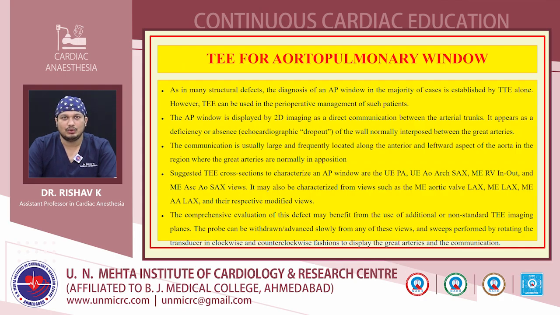And the suggested TE cross sections to characterize an AP window are the upper esophageal pulmonary artery, upper esophageal aortic arch short axis view, mid esophageal right ventricle inflow outflow, and mid esophageal ascending aortic short axis views. Also, it can be characterized from views such as the mid esophageal aortic valve long axis view, or the mid esophageal ascending aortic long axis view, and the respective modified views. So modified views play a very important role in the diagnosis and management of these lesions.